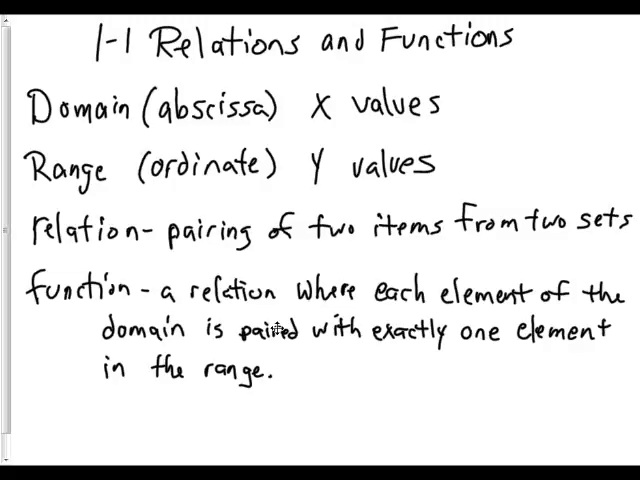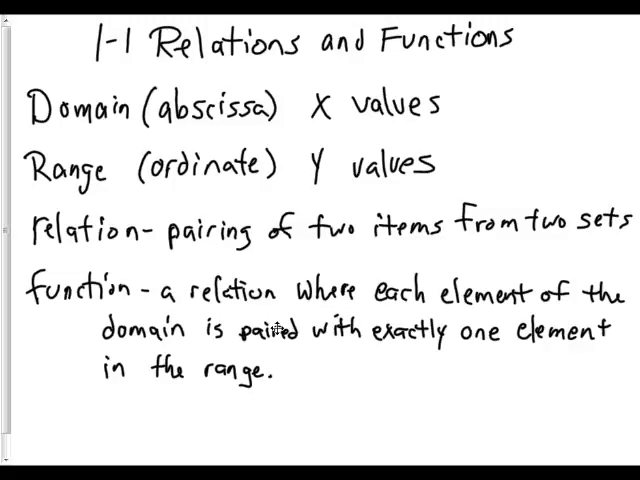The first two in the list are domain and range. Domain, also known as the abscissa, is the x values in a coordinate plane. The range, or the ordinate, are the y values in the coordinate plane. The pairing of these two numbers constitutes a relation. A relation is a pairing of two items from two sets.